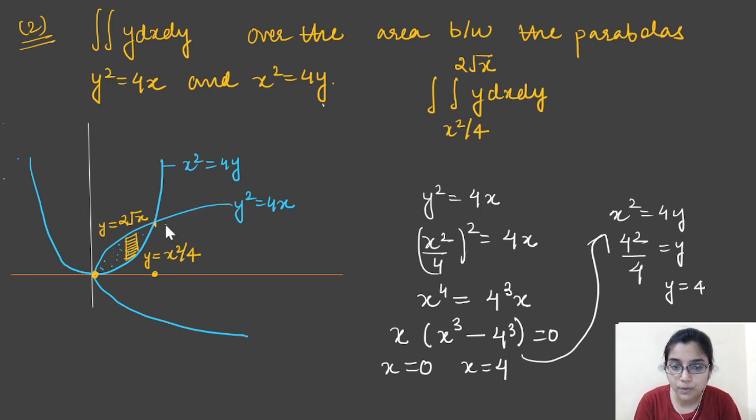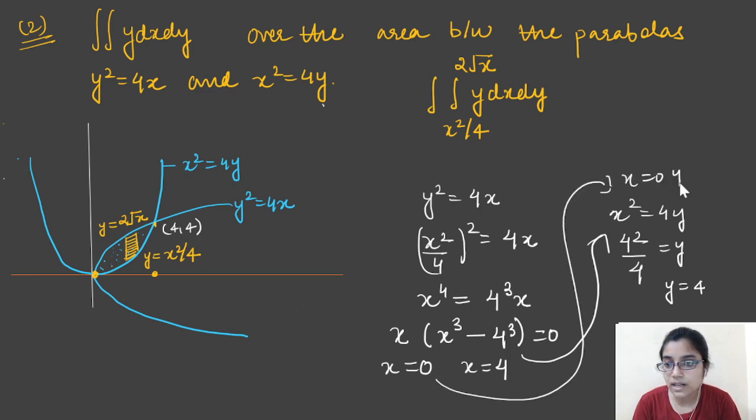So this point of intersection is your 4 comma 4, and once you keep x is equal to 0, you are getting y equal to 0, that we have already written over here, 0 0, and this is 4 4. So what is going to be the limit of x from left to right, that is from 0 to 4.